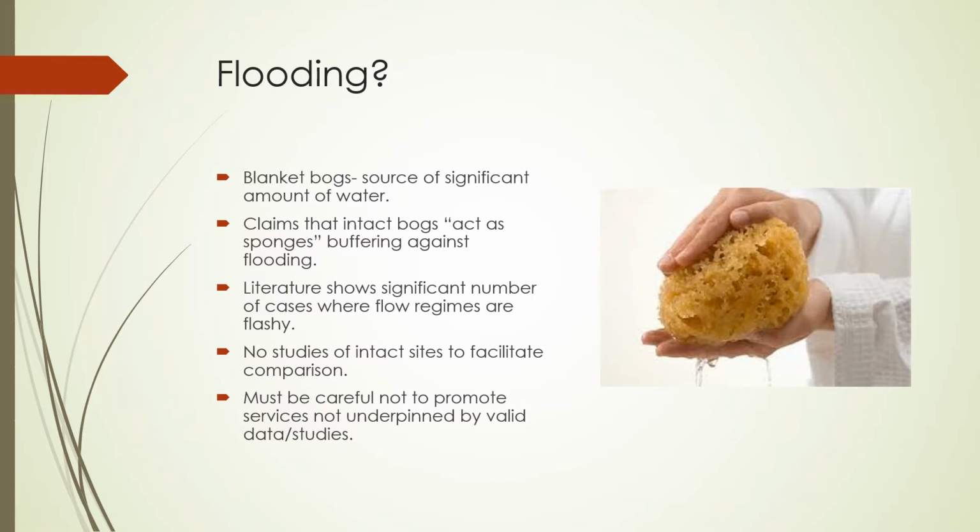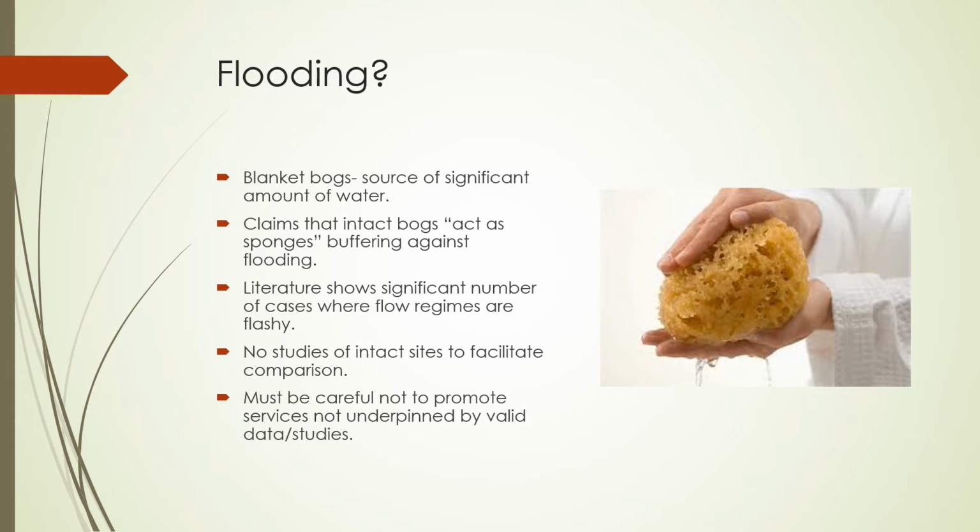On the other hand, some of the ecosystem services that people have claimed are provided by blanket bogs are a bit more ambiguous, and one of those relates to flooding. As everybody knows in the audience, blanket bogs contain a significant amount of water, but we often see this claim that blanket bogs act like sponges, that they buffer against storm flow. We see this claimed in many cases, but in actual fact the underpinning data supporting these claims is often sparse to absent. So we need to be careful about what we claim blanket bogs can and cannot do.